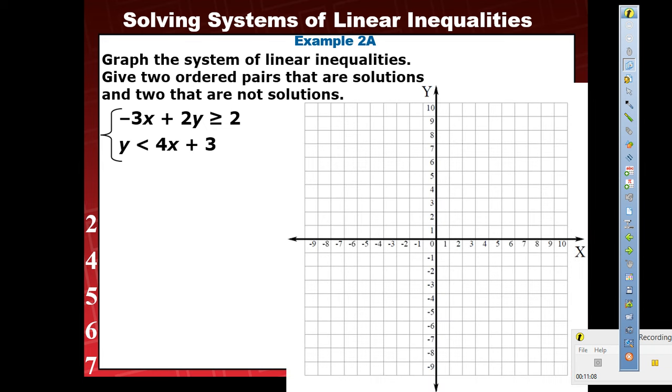Okay. On the big coordinate plane at the top left, copy this down. It says, example 2A. On the big one, yes, top left, copy where it says, graph the system of linear inequalities. Give two ordered pairs that are solutions and two that are not solutions. The system given is negative 3x plus 2y greater than or equal to 2, and y less than 4x plus 3. Copy that, please. Here we go.